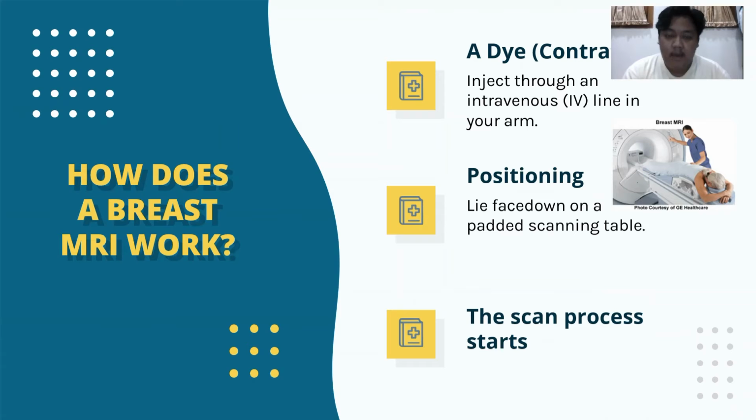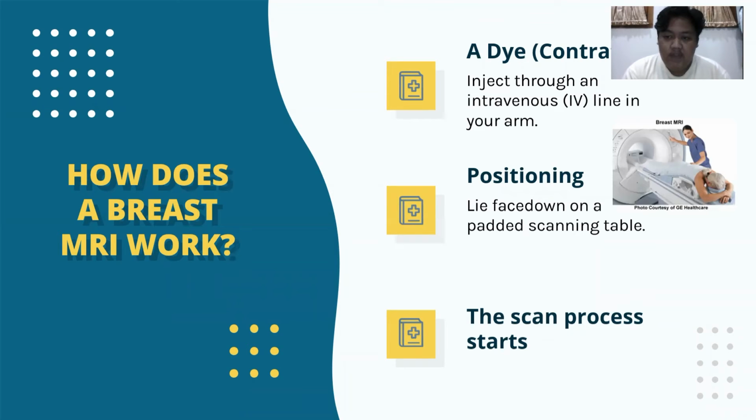How does a breast MRI work? After you remove clothing and all of your jewelry, the first step is that a contrast agent may be injected through an intravenous line in your arm to make the tissue or blood vessels on the MRI pictures easier to see. And the second, during the breast MRI, you lie face down on a padded scanning table. Your breasts fit into a hollow depression in the table, which contains coils that detect magnetic signals from the MRI machine. The entire table then slides into the opening of the machine and the scan process will start.